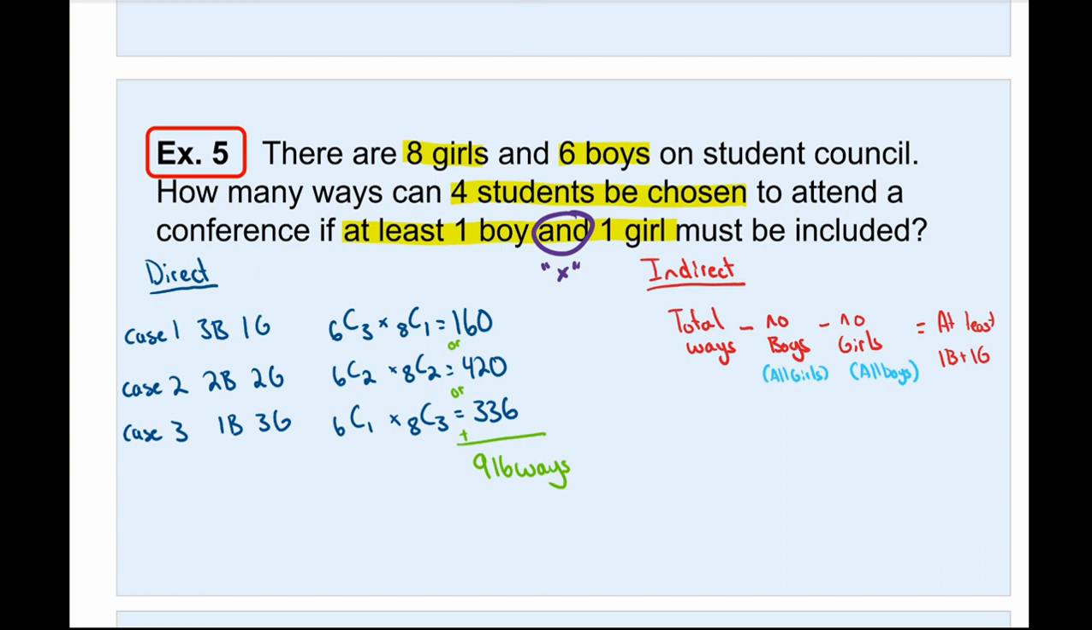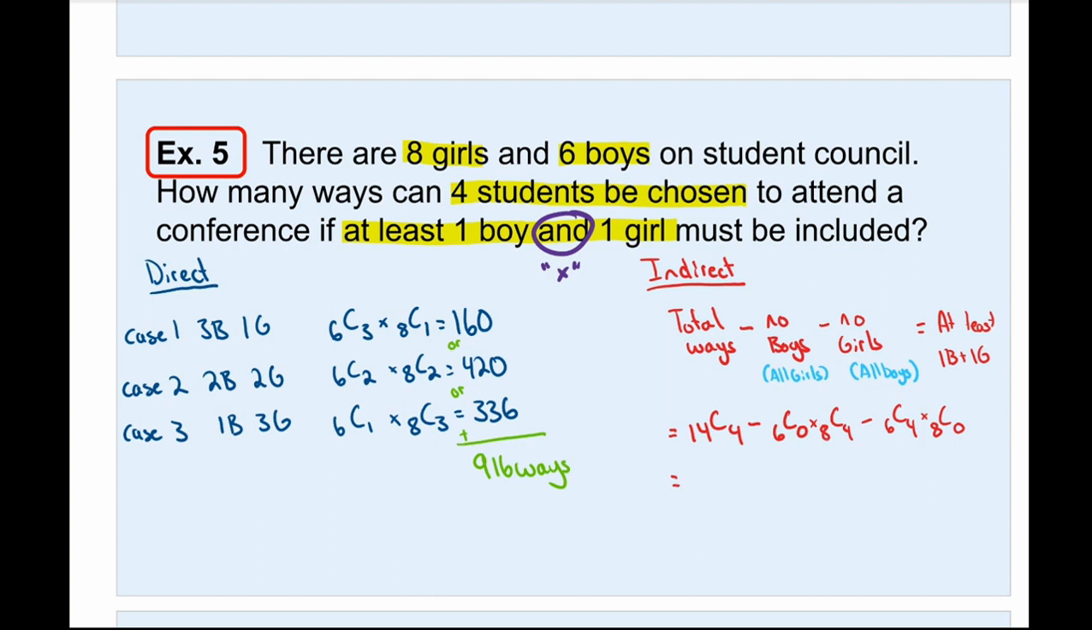So if I go through this situation then, how many total ways can I choose four students? Well, I have 14 total options, choosing 4 of them, minus no boys, or how many ways I can choose with no boys. So 6 boys choosing 0 of them, multiplied by 8 girls choosing 4 of them, minus, for the second part, for no girls, 6 boys choosing 4 of them, multiplied by 8 girls choosing 0 of them.